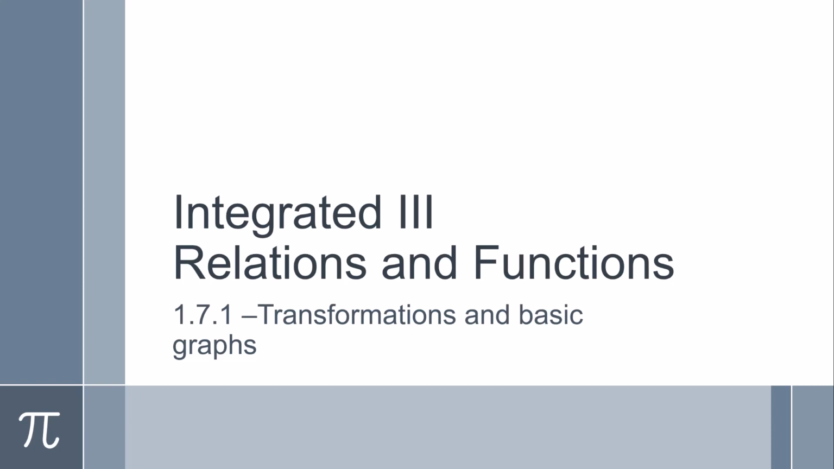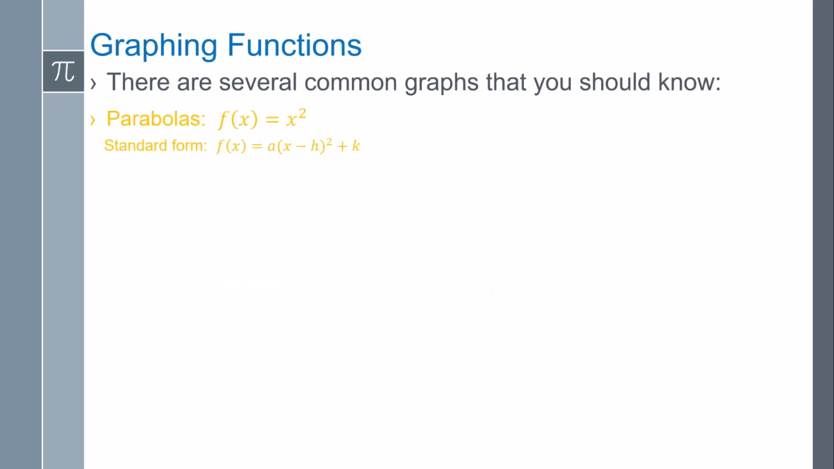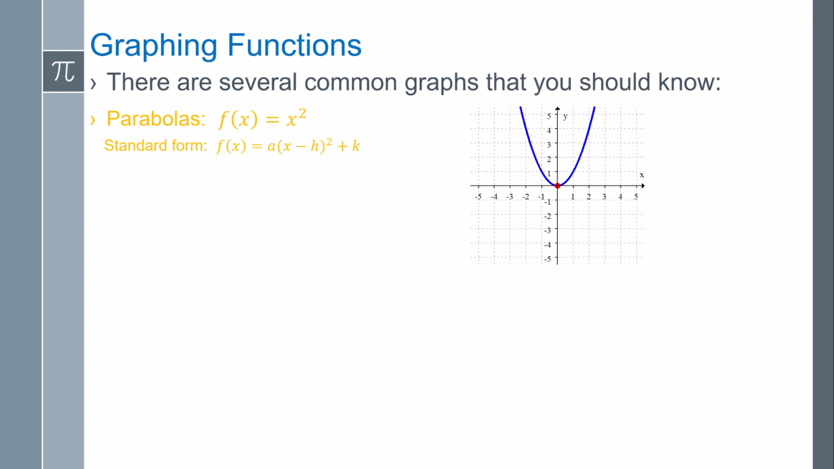This is lesson 171, and we're taking a look at transformation of basic graphs. So today we're going to transform a quadratic parent function and apply horizontal and vertical transformations. Now, there's a whole lot of parent graphs that we're going to be getting down. We're just going to start with one for today because it's one that we've already seen before, and this is the parabola.